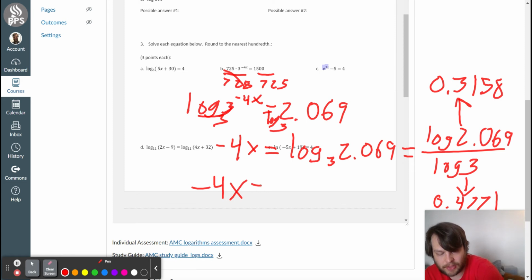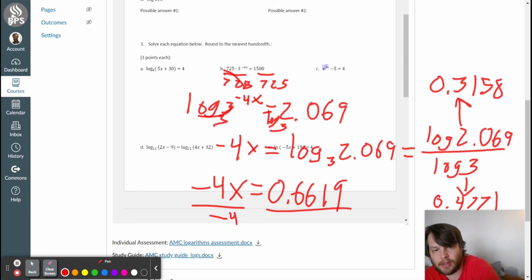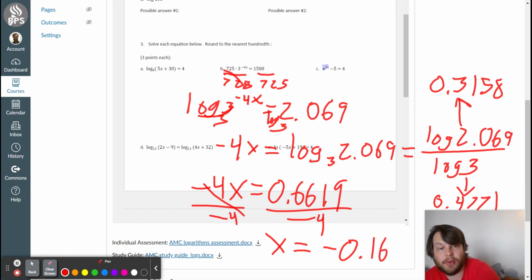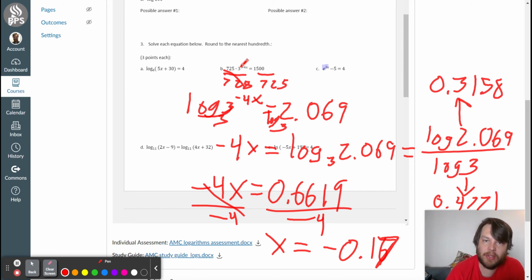And I get, so negative 4x equals 0.6619. Divide both sides by negative 4. Again, here you actually won't have anything to worry about with an extraneous solution, and it says round to the nearest hundredth, so I'll bring that right to, instead of 0.16, 0.17. You don't have anything to worry about with extraneous solutions because our equation's exponential, it's not logarithmic.